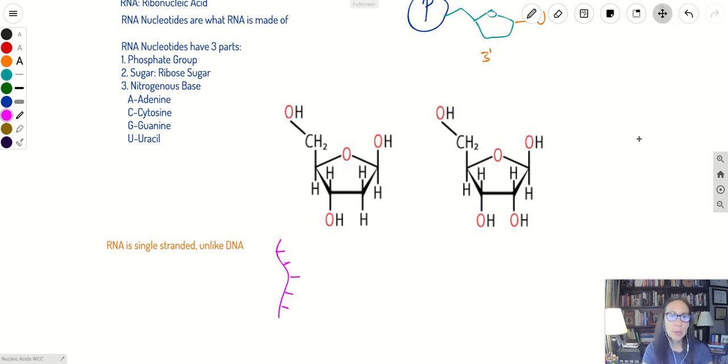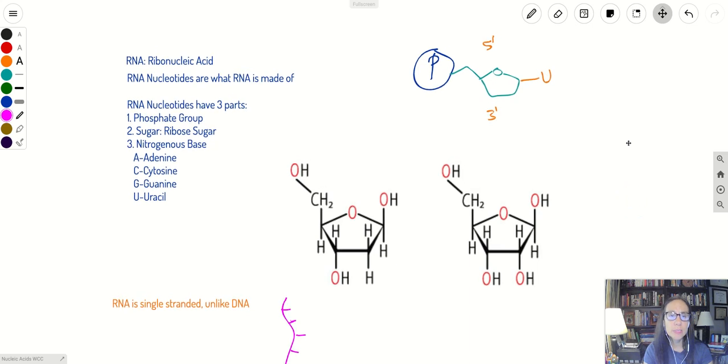Similar to the DNA, each nucleotide gets added on to another nucleotide, and then you can make a long string of nucleotides, and you only have one half, which makes RNA. But if you have two strands, then that's DNA.